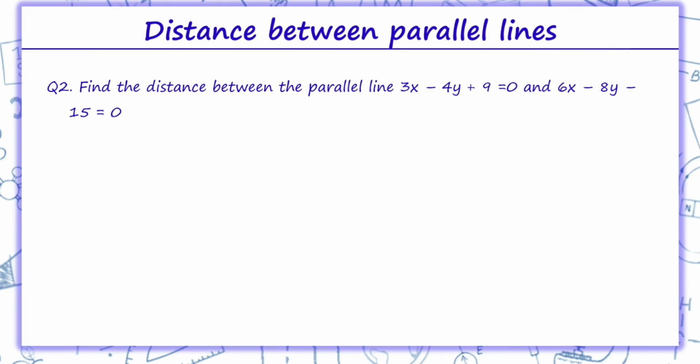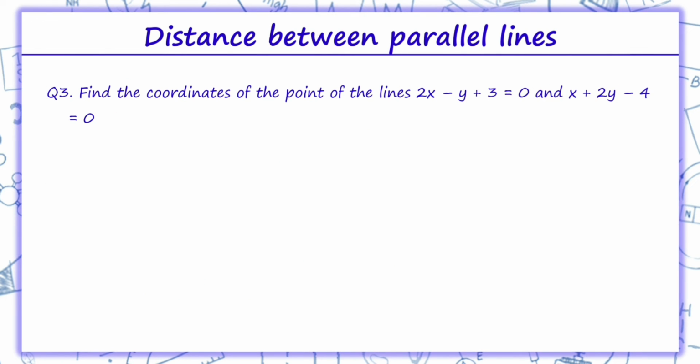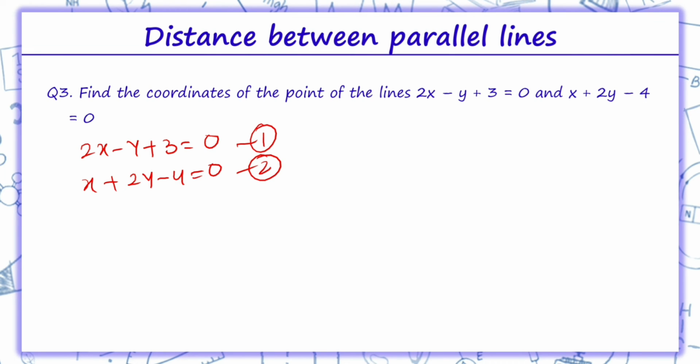Coming on to next question. Find the coordinates of the point of intersection of the lines 2x minus y plus 3 equals 0, x plus 2y minus 4 equals 0. Since they are asking us to find the coordinates of the point of intersection of the lines, we have to solve these two equations. We'll solve these two equations by any one of the methods, that is substitution, elimination or cross multiplication. So from first equation, we'll calculate the value of x.